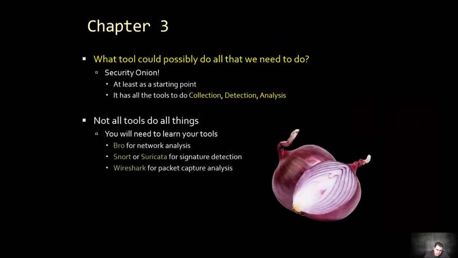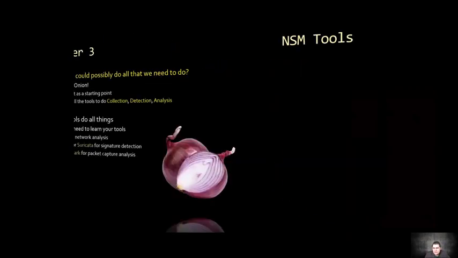Chapter 3 of the Applied Network Security Monitoring book talks about Security Onion. That is a complete solution. It already includes Bro, Snort, Suricata, and even Wireshark. It's called Security Onion. You can get the image and download it. The only thing is it requires very high hardware requirements.